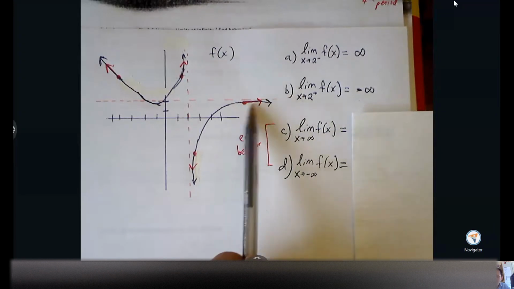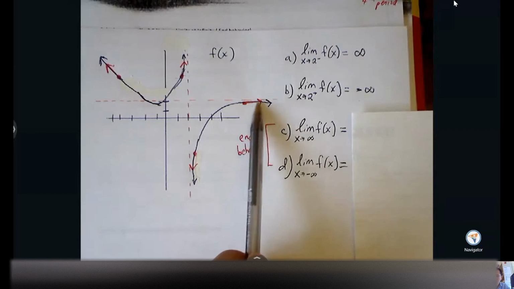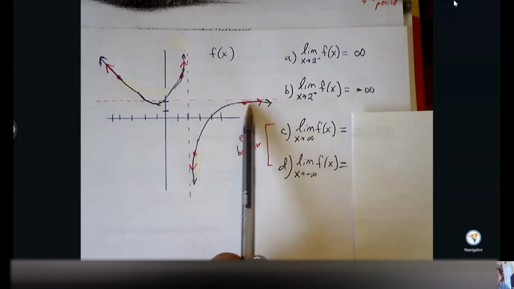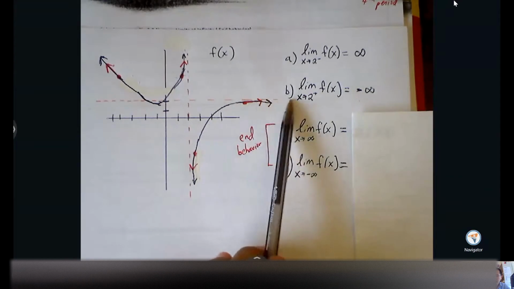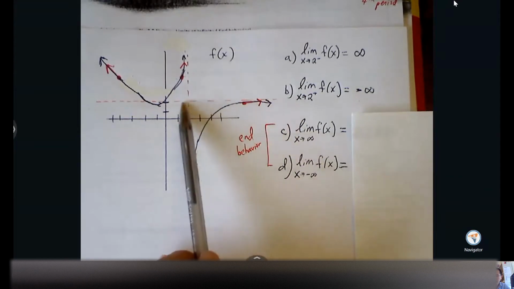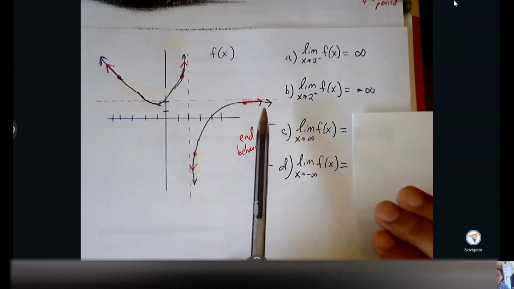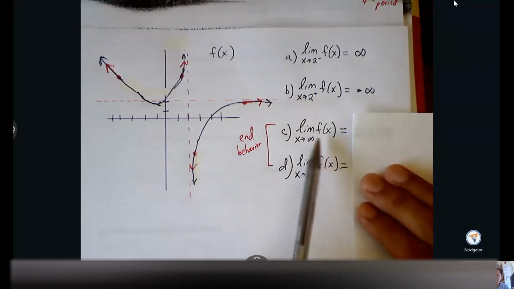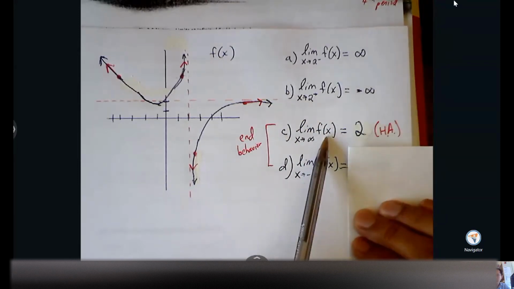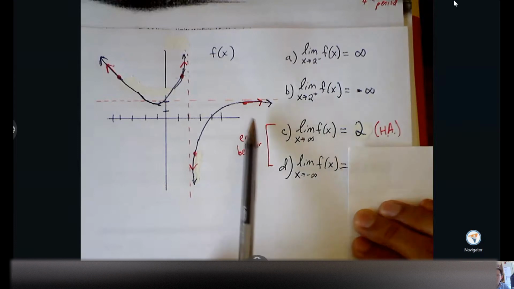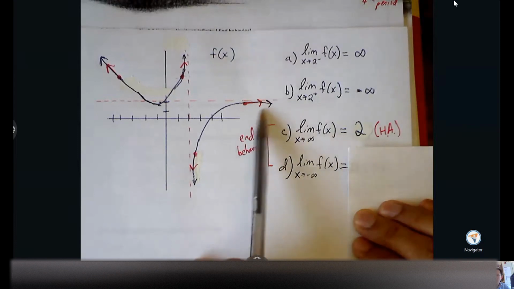As I follow the path of the graph to the right, I see that my y value is kind of flattening out, right? It's getting closer towards this dotted line, and that indicates that we're dealing with the horizontal asymptote. Our graph is getting closer towards this horizontal line. It'll never reach it, but it'll get infinitely close to it. So there's a horizontal asymptote at y equals 2 for this portion of the graph.